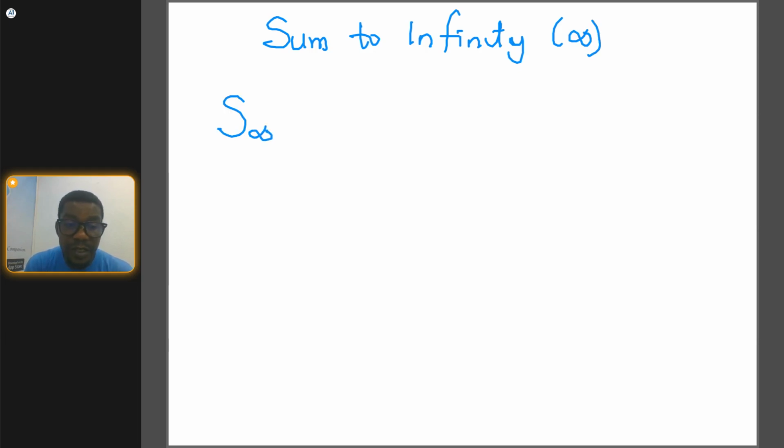Sum to infinity. Sum to infinity by the symbol this. So what is the formula for sum to infinity? It is S infinity equals a over 1 minus r.